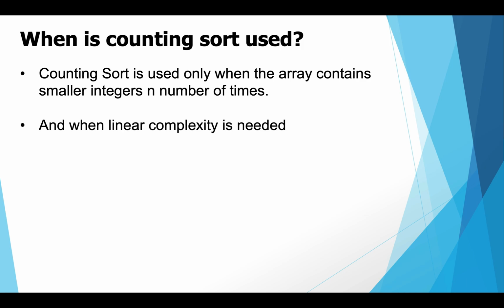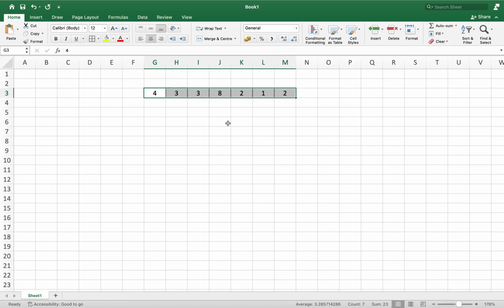Let's now start understanding how the counting sort algorithm works. This is our problem array that we are going to sort using the counting sort algorithm. We are first going to create an auxiliary array, or in other words an array that is going to store the count of each unique element.